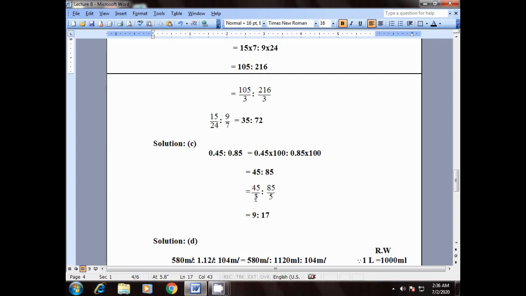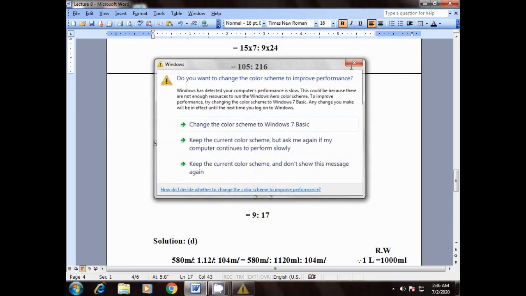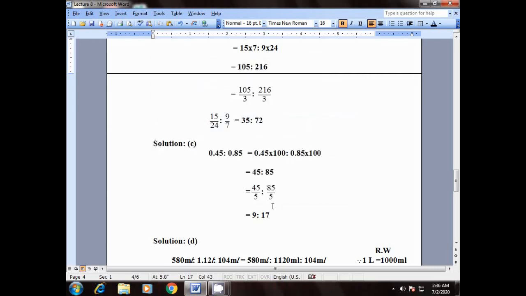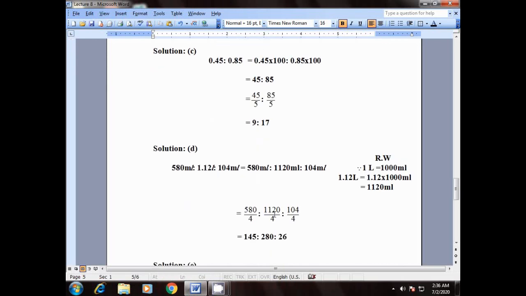Now 5 times 9 is 45. And if we divide 85 by 5, we get the quotient 17. Which means that the simplest form of this ratio is 9 ratio 17. Now the fourth part from question number 1.